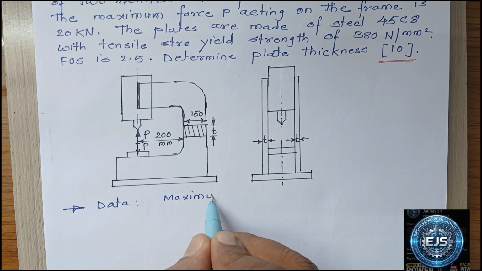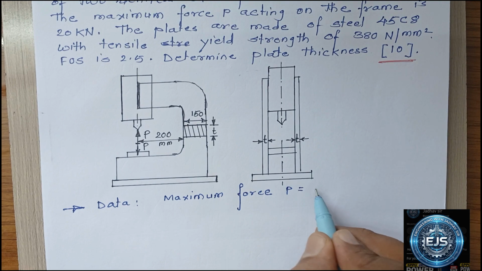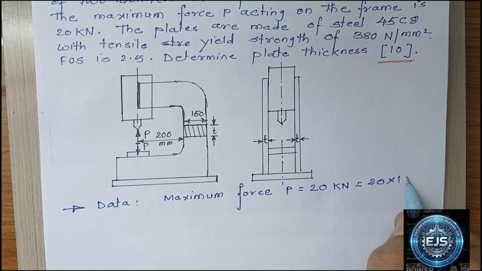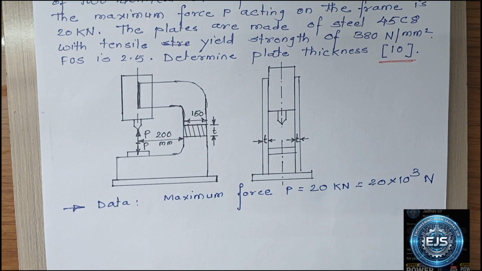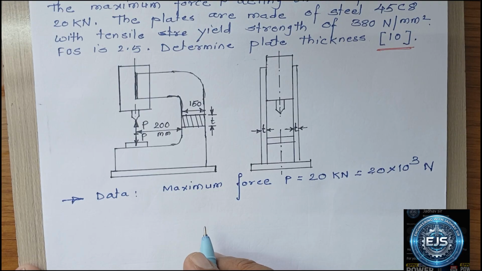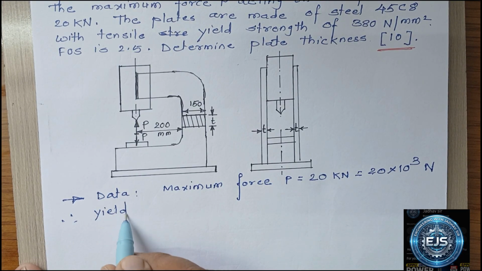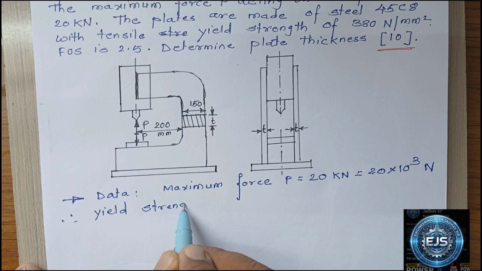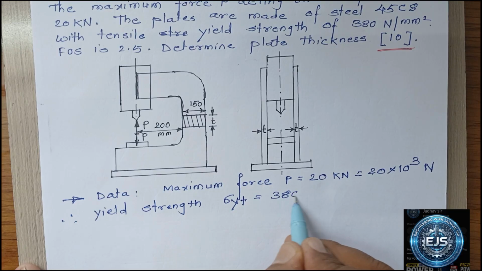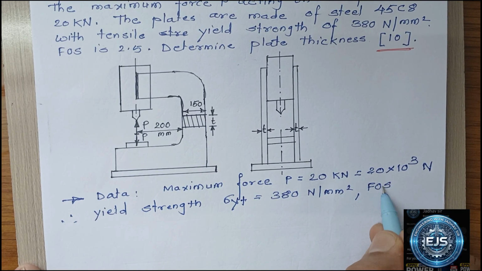So maximum force P is equal to 20 kilonewton, so 20 into 10 raised to 3 Newton. This is the tensile load value acting on this frame of this hydraulic press. Then the frame is made of plain carbon steel, whose yield strength, that is sigma YT, is given as 380 Newton per mm square. The factor of safety FOS is equal to 2.5.